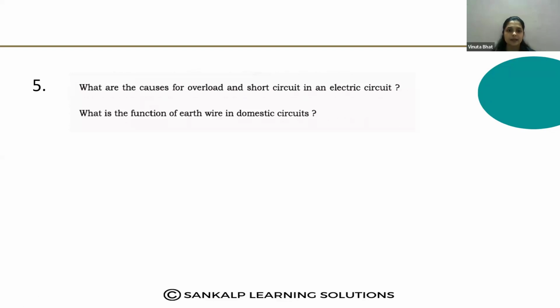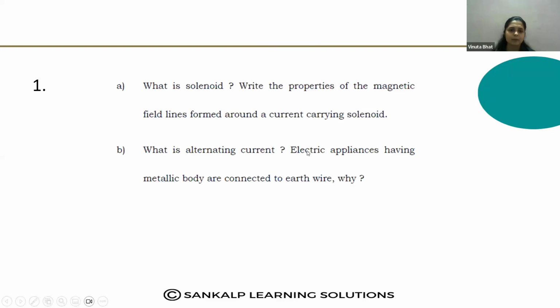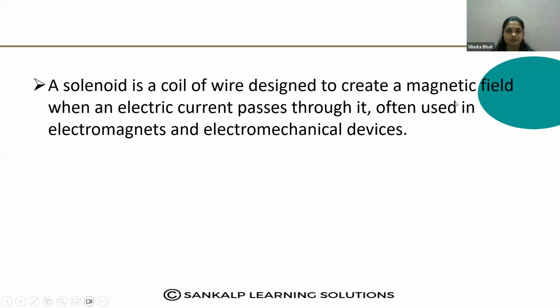Next, we are discussing the 4-mark questions. What is a solenoid? Write the properties of magnetic field lines formed around the current carrying solenoid. What is alternating current? That topic is not there. Electric appliances having a metallic body are connected to the earth wire. Why? Here, a solenoid is a coil of wire designed to create the magnetic field.